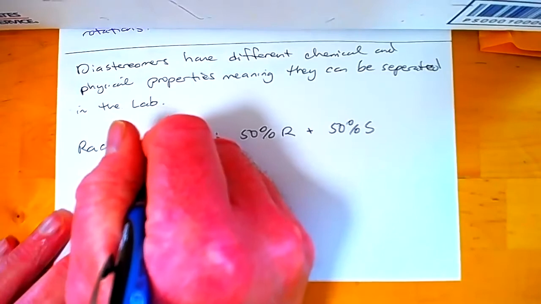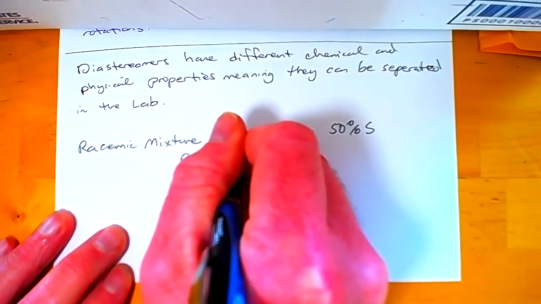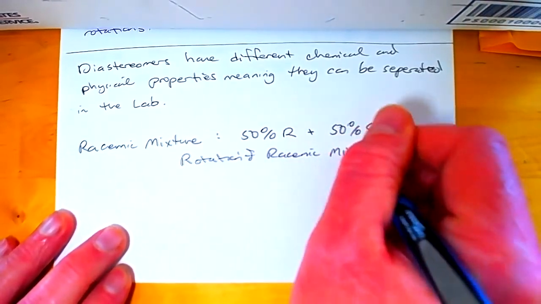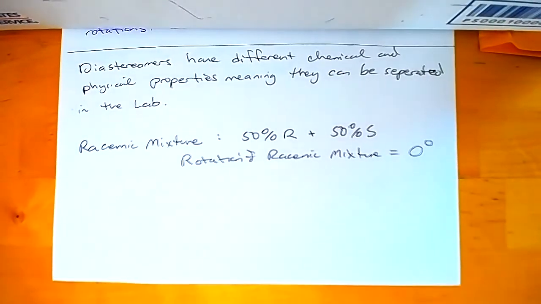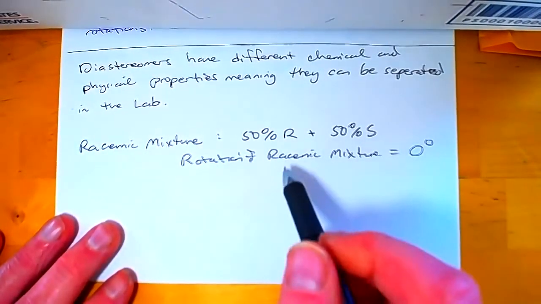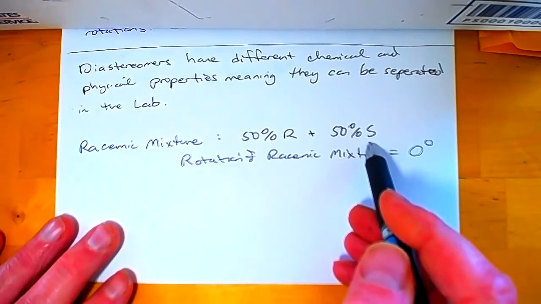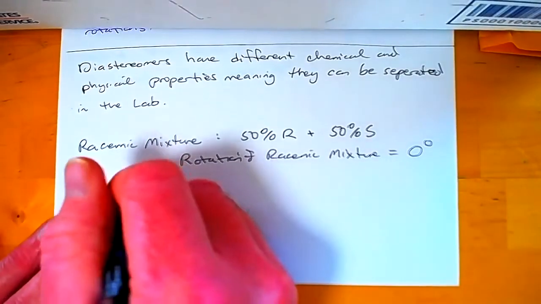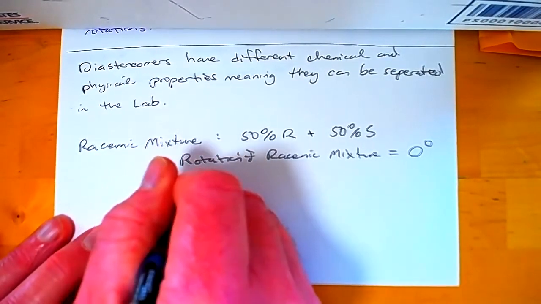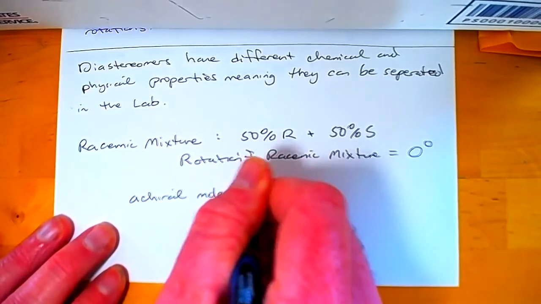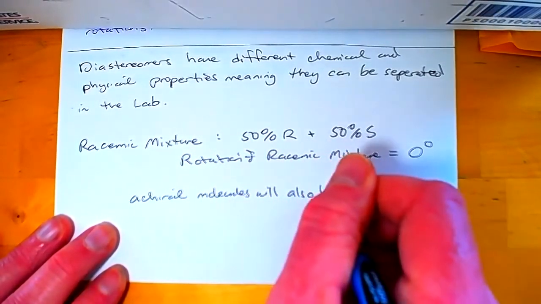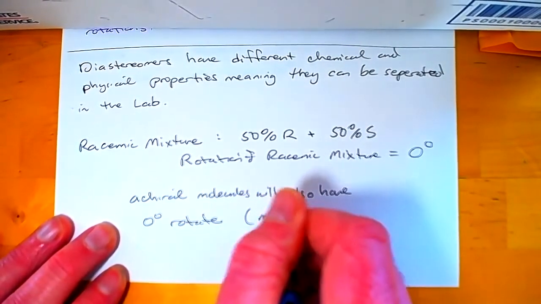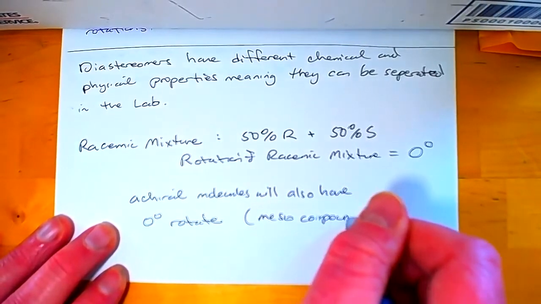And it actually has a rotation of a racemic mixture in plane polarized light that is in fact 0 degrees. And that's because half of it's rotating one direction and the other half is rotating equal and opposite. And so the machine adds it up and they cancel out. Okay. Now, achiral molecules will also have a 0 degree rotation, such as meso compounds, which will also not be able to rotate plane polarized light.